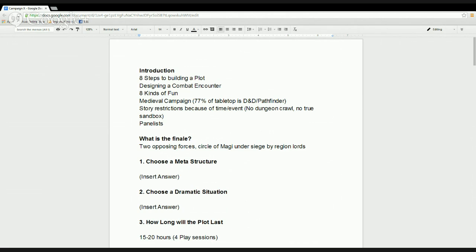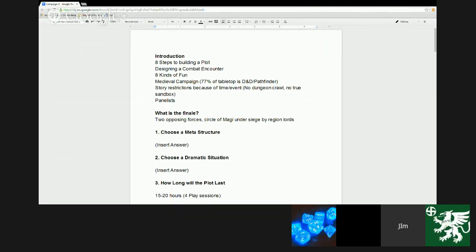Our second thing that we are going to choose is our meta structure, okay? And we already talked about this. We are going to go with a linear plot. This is honestly a story that would be right for a good mini sandbox. You've got this territory, you've got all the different stuff happening in it. It would be perfect. For the sake of brevity, we are going to stick with a linear plot.